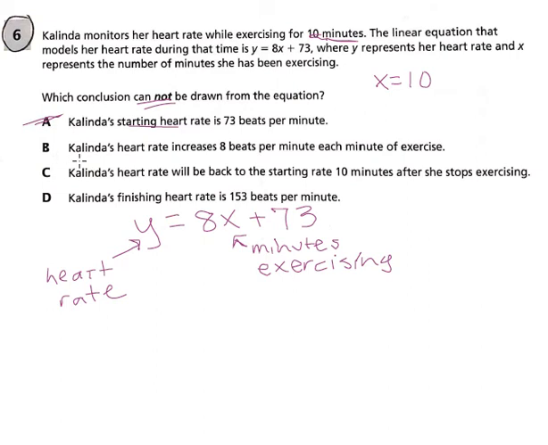The next one says that Kalinda's heart rate increases 8 beats per minute. Well, 8 beats per minute, that is indicating a slope. We look down here at our equation, our slope is 8, and it is increasing by 8 each minute. So that's also true, so that cannot be our answer.